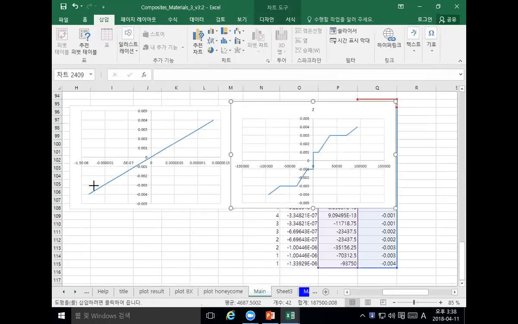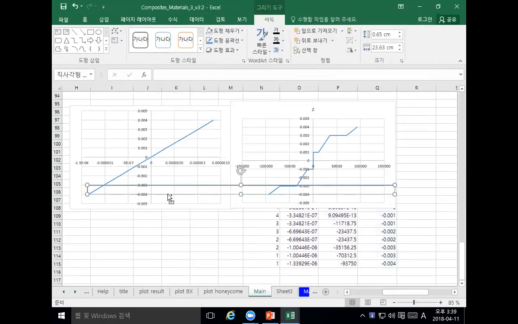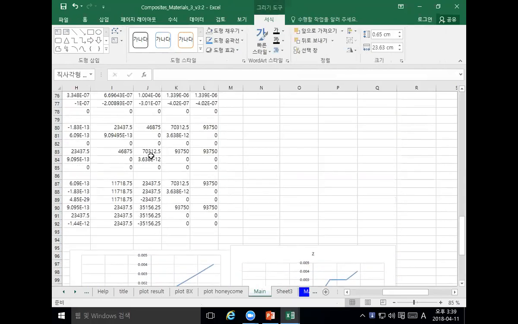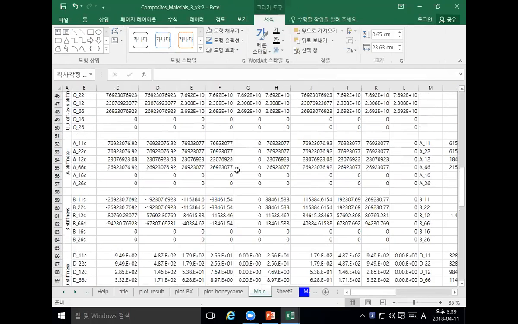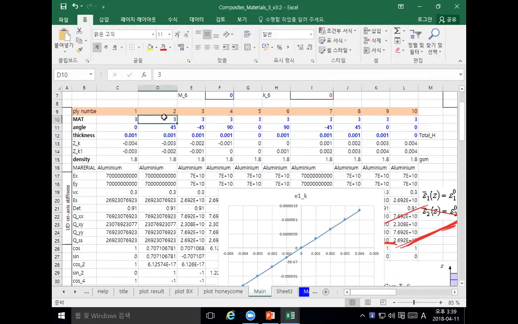See, this is the first ply. As you can see here, this is the bottom ply, and then this is the 45 ply, and this one is the minus 45, and so on. And that was what we specified. Remember, we specified isotropic. Is it isotropic? Oh yeah, that's it.